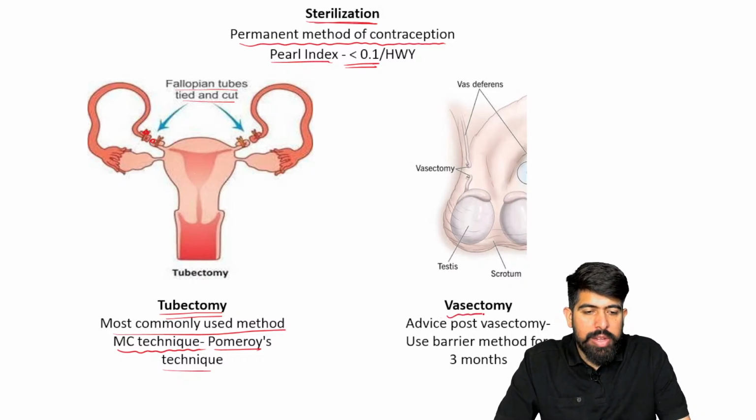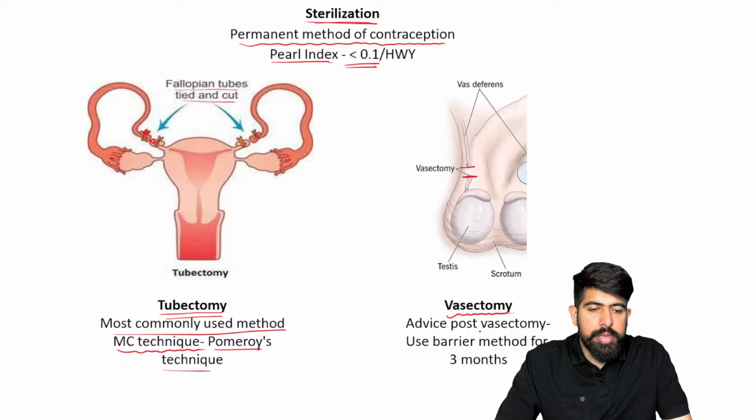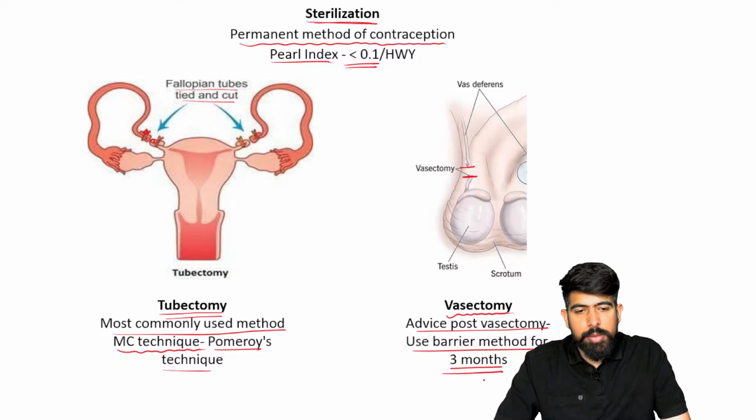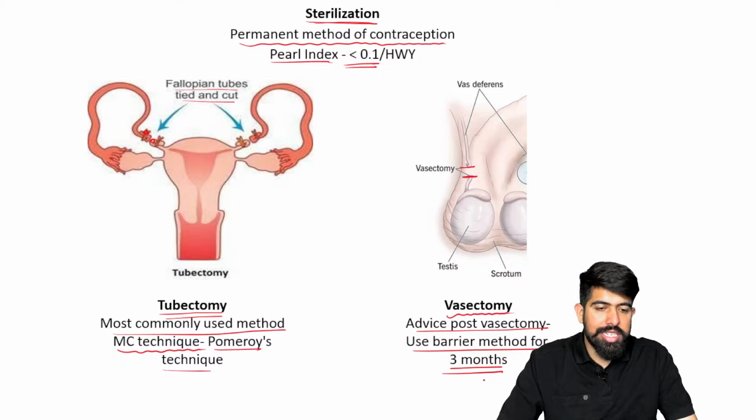Next we have the vasectomy. What is the meaning of vasectomy? As you know, the vas deferens comes from the testis, and the vas deferens is getting cut. As it is cut, no sperm will travel through the penis. One piece of advice should be given to the patient post vasectomy: use the barrier method for the next 3 months, or up to 10 ejaculations. This is the advice for vasectomy.